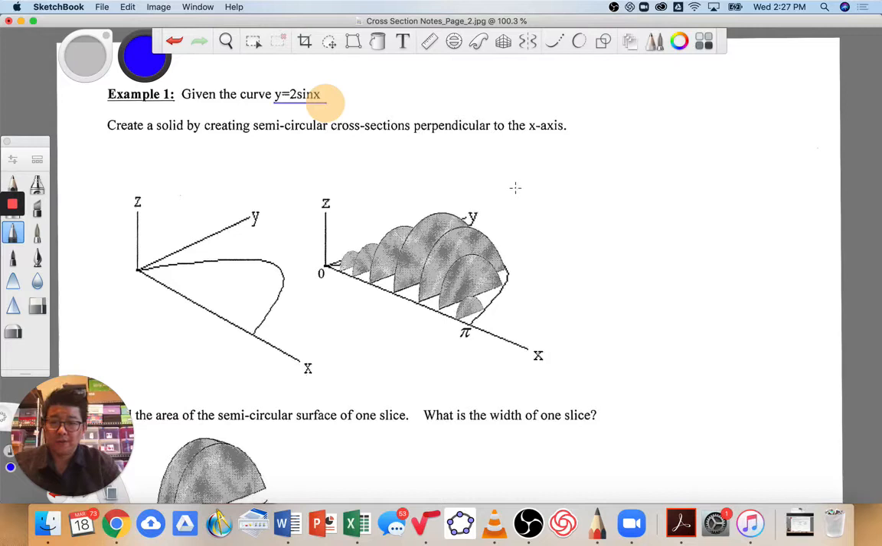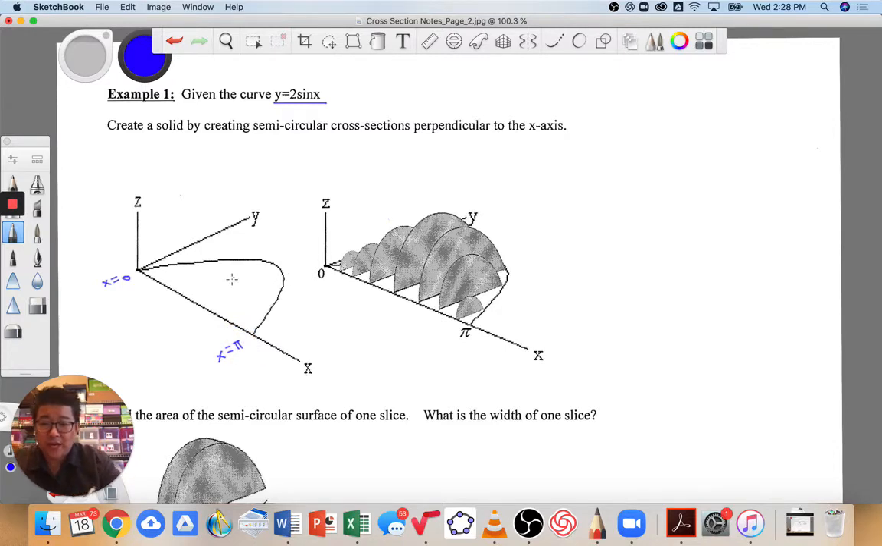And this is going to be our base. You can see the base being drawn here on the x, y plane. We know that sine is going to start at x equals 0, and then over here it's going to be x equals pi. So that's the first half of one period of sine x.